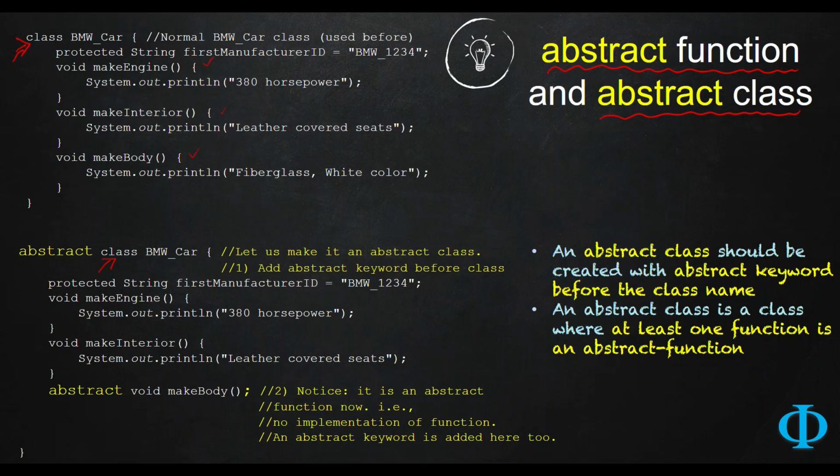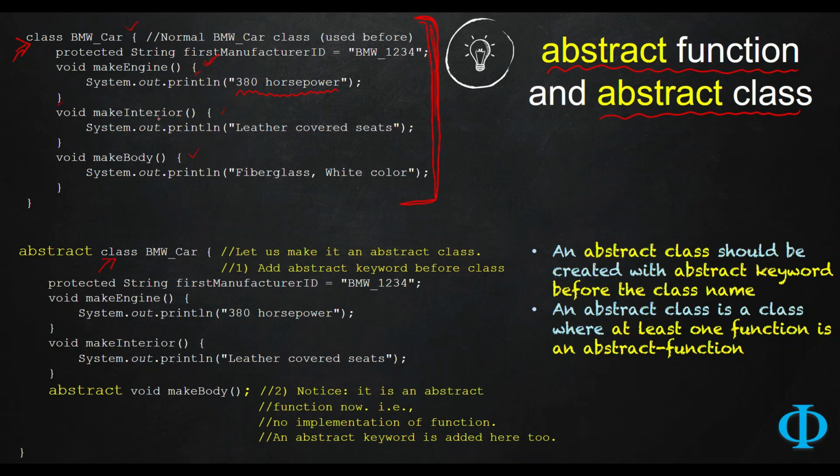So let us see. In the upper half of the slide, you can see the normal implementation of the BMW car class, which we have already used. This BMW car class has a make engine function, which is printing 380 horsepower. So it has a function implementation already inside the opening and closing curly braces.